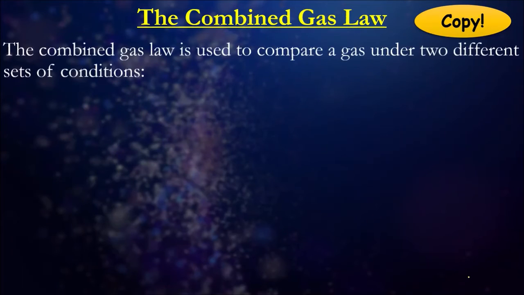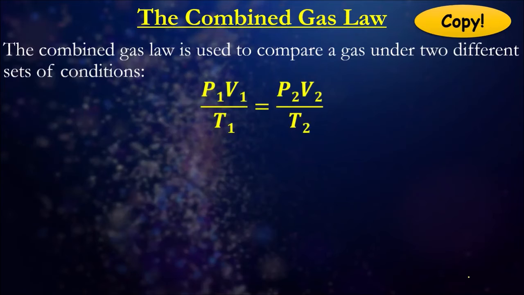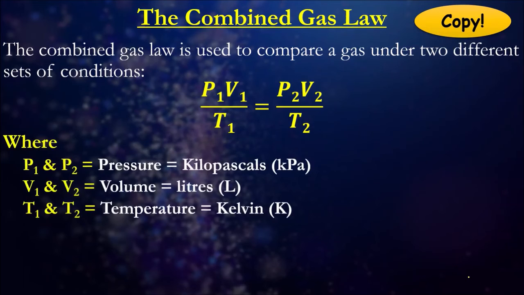Alright, so if I try and write that down, P1 V1 over T1 equals P2 V2 over T2. Pressure in kilopascals, volume in liters, and temperature in Kelvin.